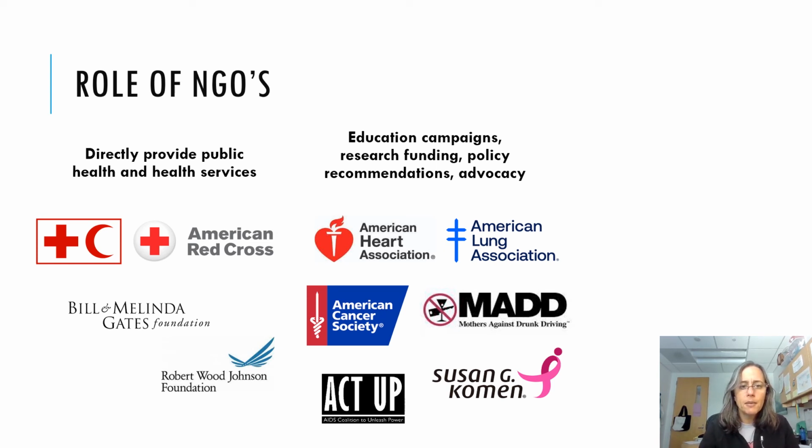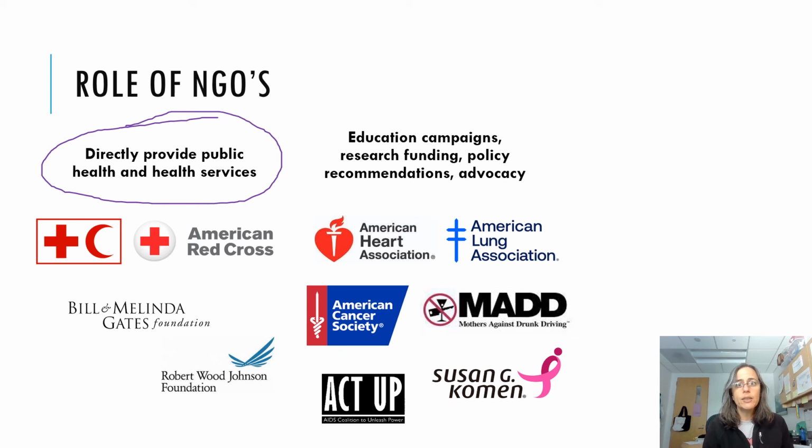So many of them actually directly provide public health or health services. And we're really lucky that they do, right? For example, Red Cross and Red Crescent, or as we know it in the United States, the American Red Cross, provides a ton of disaster relief, right? When there's a tornado or a flood, they go in and they're providing shelter, food and water, blankets. So they are there helping respond to disasters.